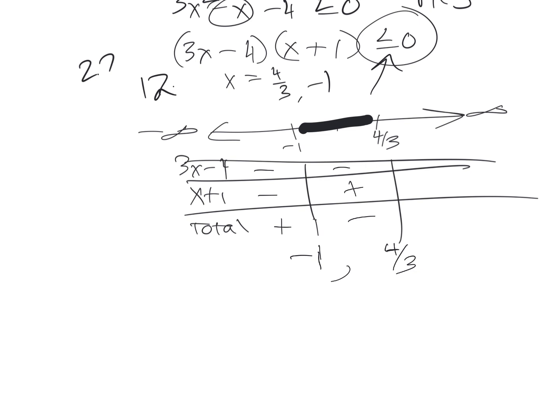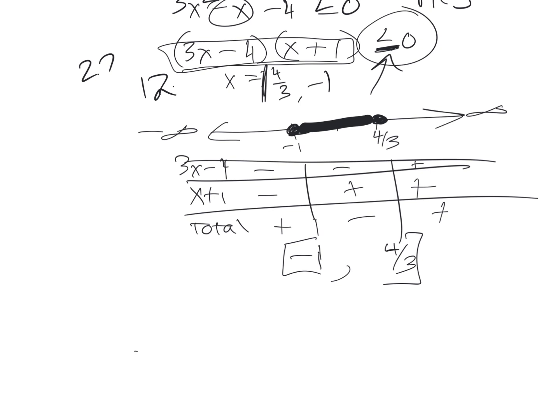Now the question is, are they brackets or are they parentheses? And you should say that they're brackets because the 3x minus 4 and the x plus 1 are in your numerator. They're all over 1. So if you have zeros in your numerator and you have that equal sign, that means you're including them. Okay, so those, if you're graphing, would be shaded in. So those are brackets. Just to make sure there's nothing else, plug 1 billion in. That makes a positive there and a positive there, and the whole thing's positive.